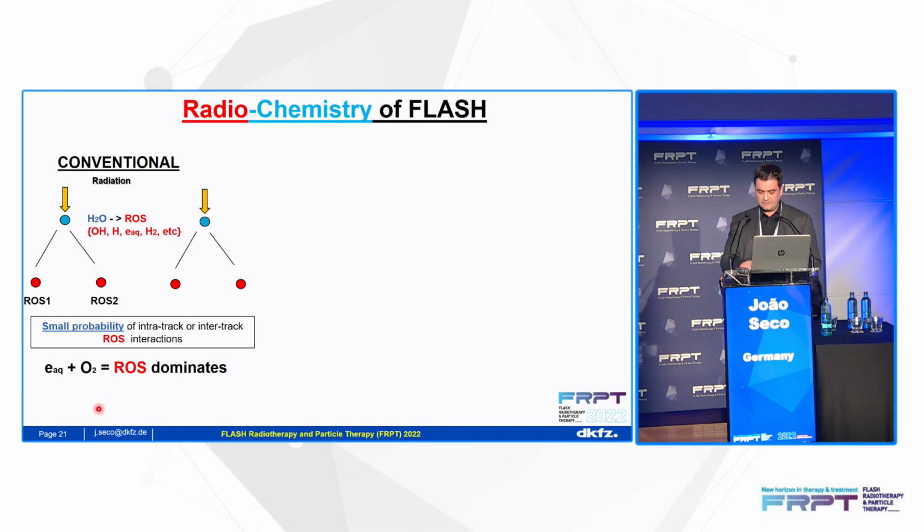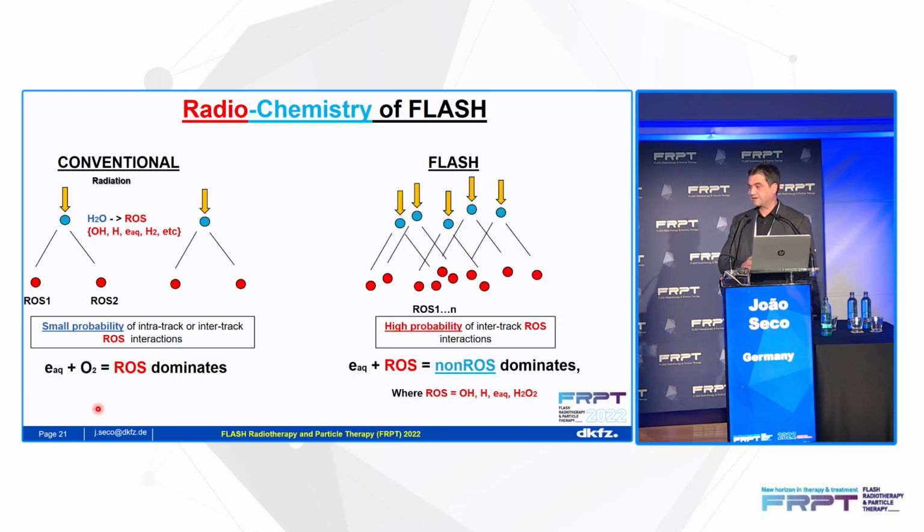Right? But in FLASH, you also have the inter-track effect. In this case, you have the competition of these two ROS elements which can produce the non-ROS. So here you have the solvated electron reacting with ROS, producing a non-ROS effect. So notice that there's a solvated electron on both sides. The only difference is now I have oxygen on one side and on the other one I have ROS. So this reaction is competing with the one that produces ROS.